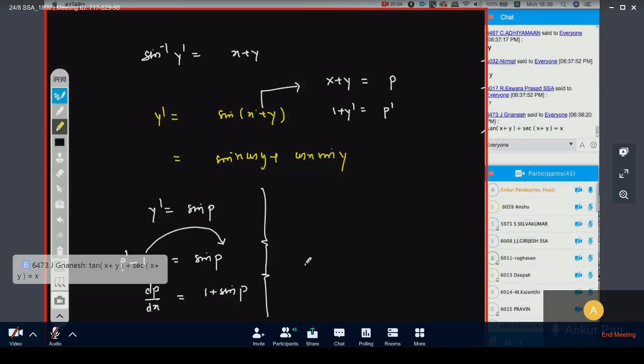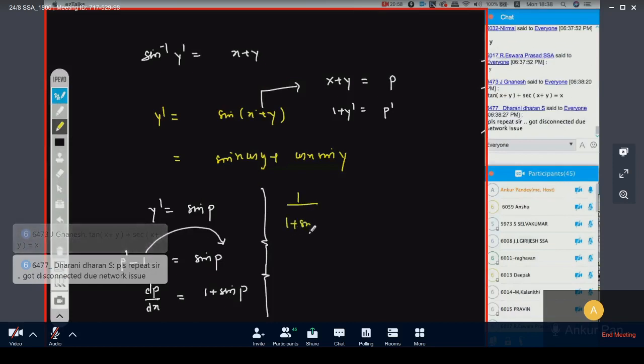And now you have the answer. I saw Ganesh even got the answer. Good. So 1 by (1 plus sine p) dp is equal to 1 dx.